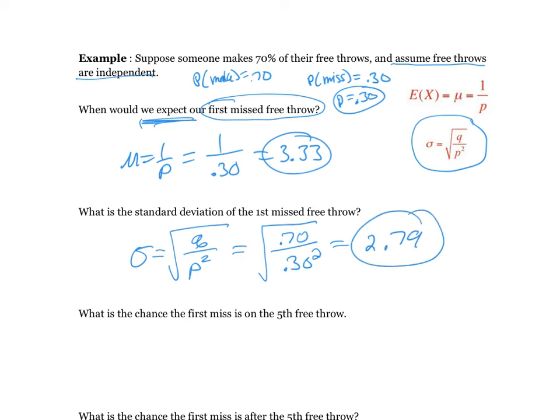Okay, so you'd average, you get your first miss by the 3.33 shot, and that will vary about 2.79 shots around that. So about 3 shots. So somewhere between your first free throw and your 6th, you should have your first miss if you make 70%.